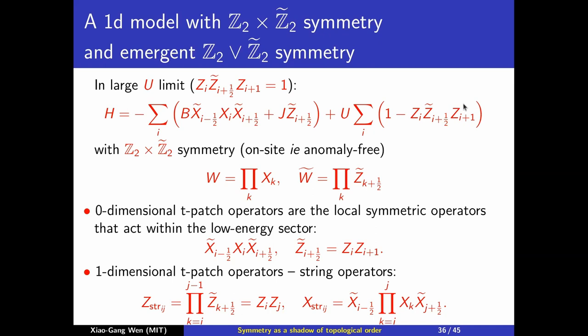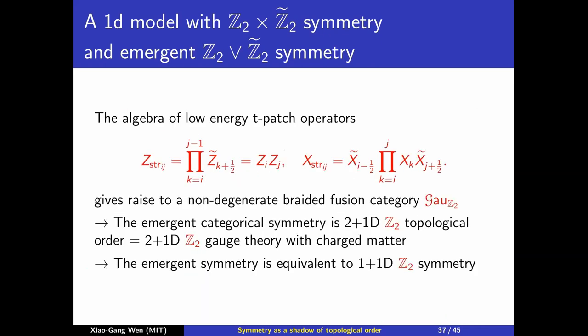So that is the idea of emergence. Basically, emergence means that we still try to obtain transparent patch operators, but we require that they act within the low energy subspace. And because of that, the algebra changes. So this low energy transparent patch operator has a different algebra. It turns out that this algebra is the same as the one for the Ising model. For the single Ising model, we have two transparent patch operators. Basically, it's Zi Zj and the product of X.